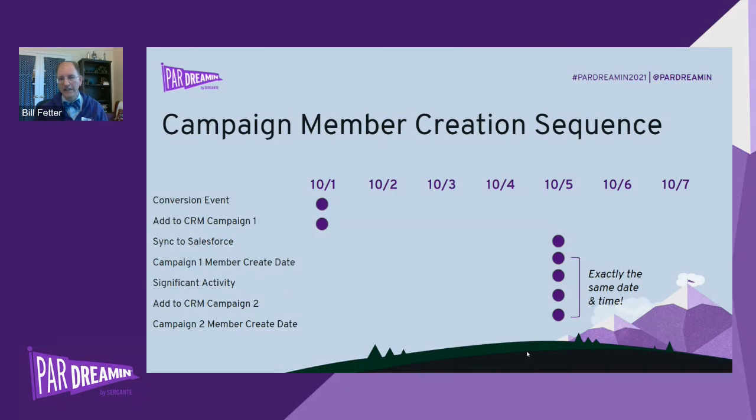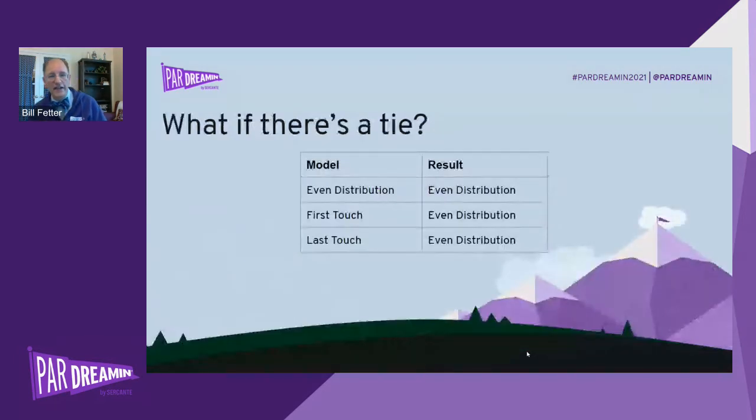You can't put somebody in a campaign who's not in Salesforce. You can't have a campaign member that's earlier than their Salesforce created date. So what that does in practice is this. It creates a tie between those two events as far as the influence is concerned. And what it results in is if you're using the first or last touch model, it still splits the influence because it doesn't know which one was first.